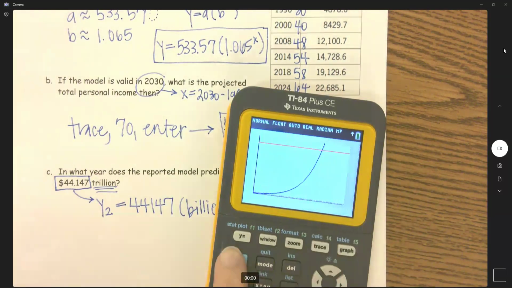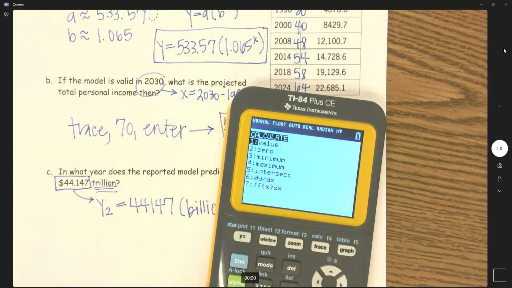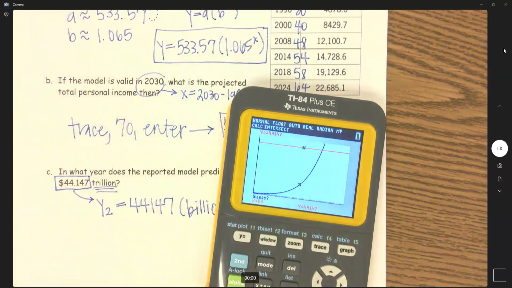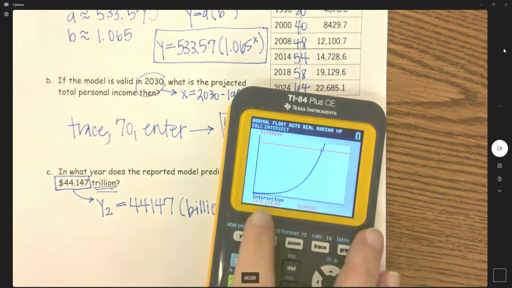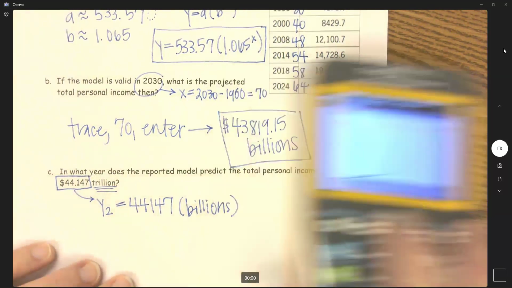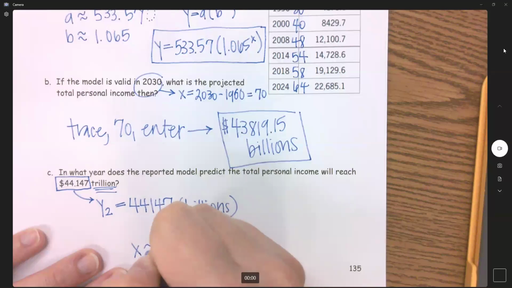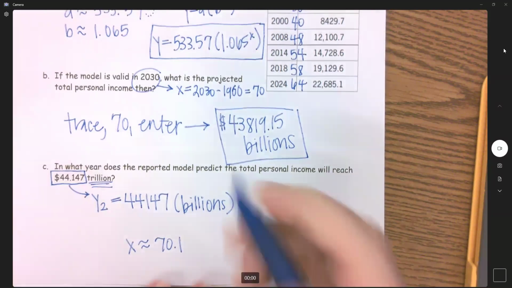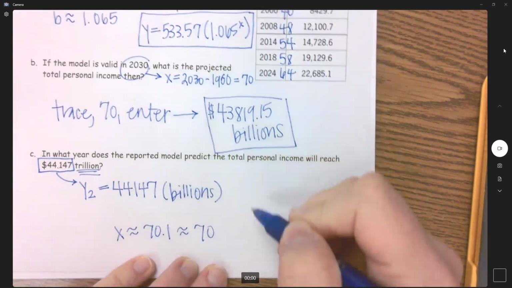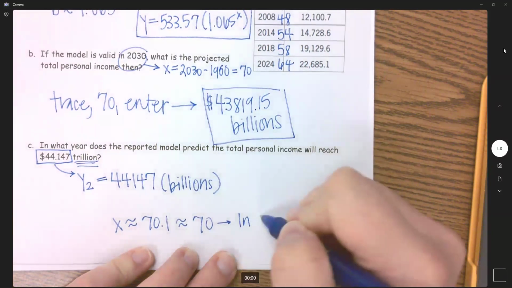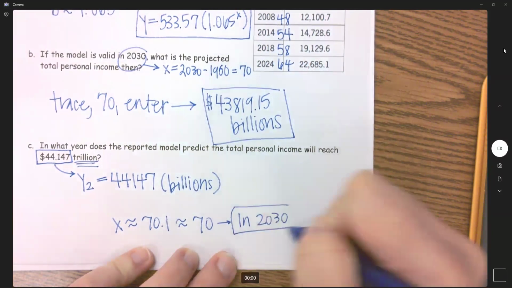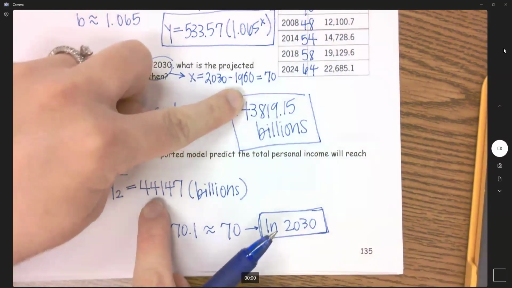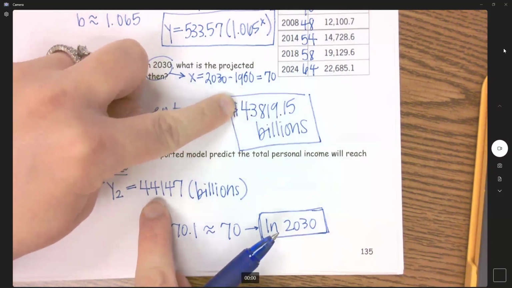So now I'm going to go to calc by hitting second trace, and I want the intersection. So number 5, and you can see calc intersect. So enter, enter, enter, and it is crossing right here at 70.1. In what year? This is about 70 years. So in 2030. Which should kind of make sense because that's almost the exact same number here. So we are very, very close.